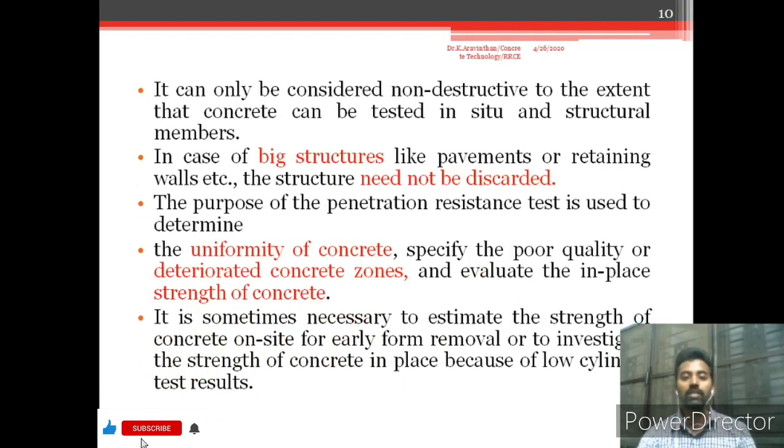There are certain places where you can use this test for a particular reason. In the case of a bigger structure like a pavement or retaining wall, the structure need not be discarded.